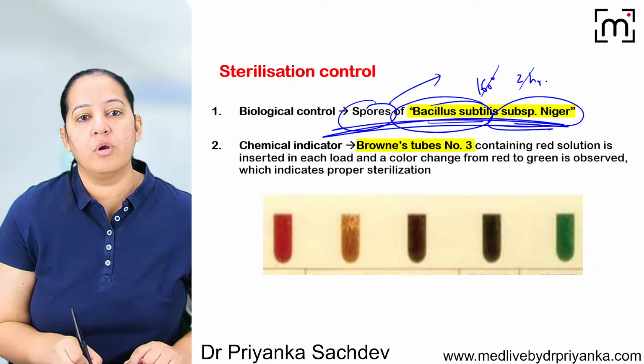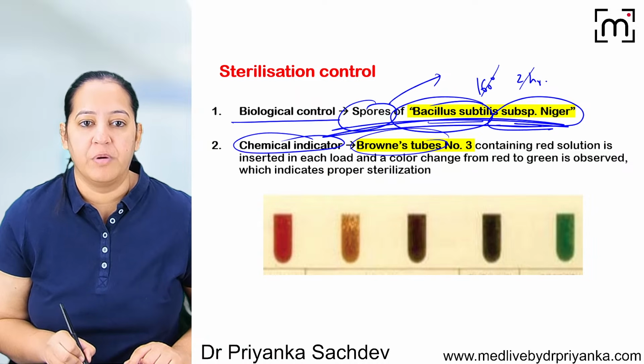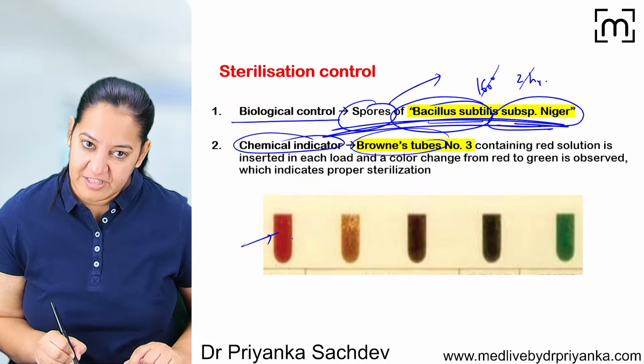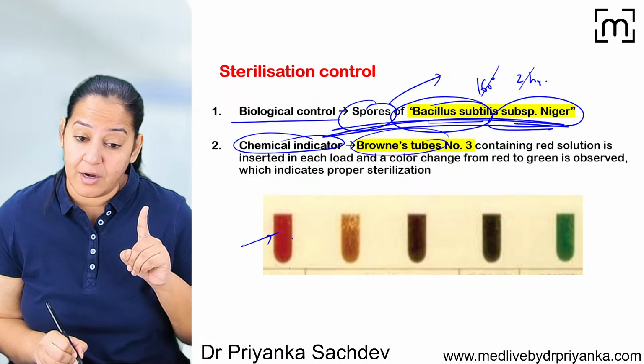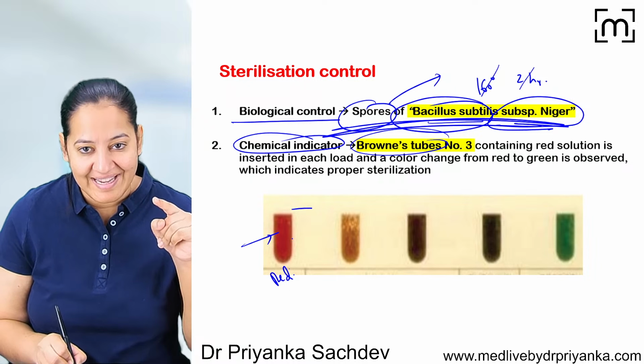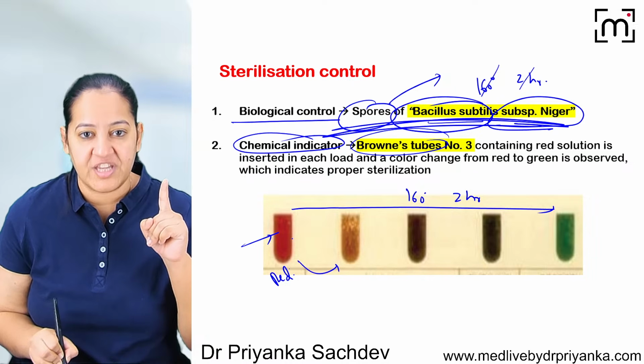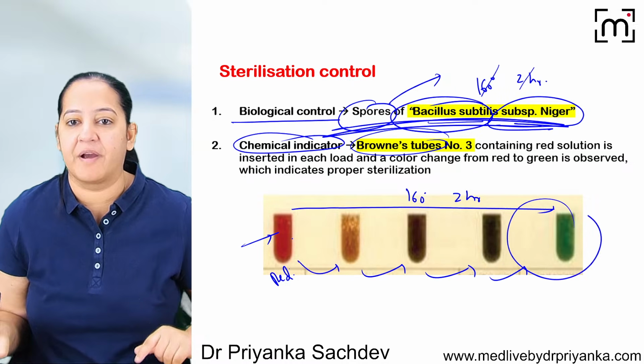But there is one more control. This is biological; there is also a chemical control. So there is Brownie's tube available. There is a chemical present in a tube. The color of the chemical is red. It is known as Brownie's tube. Now, whenever you heat it at 160 degrees for 2 hours, the color changes and finally it becomes green.